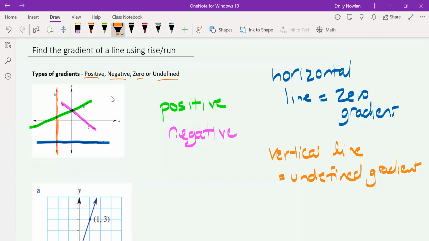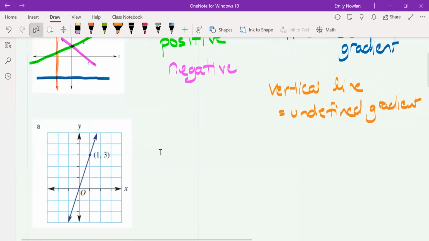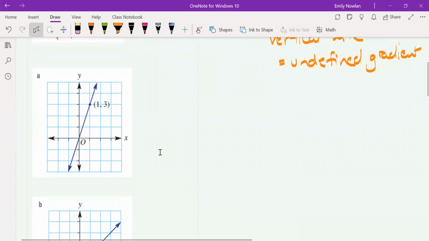Okay, so let's actually work out some actual gradients. Now I suggest you pause this, try it yourself, and then see how you go. So remember, it's the rise, how far up it goes compared to how far across the line goes. So it's really good to pick somewhere that's really easy to see where the line goes through. So it goes through there and there absolutely goes on 0, 0 and 1, 3. So if I can draw a triangle, my rise, and I can get a run.